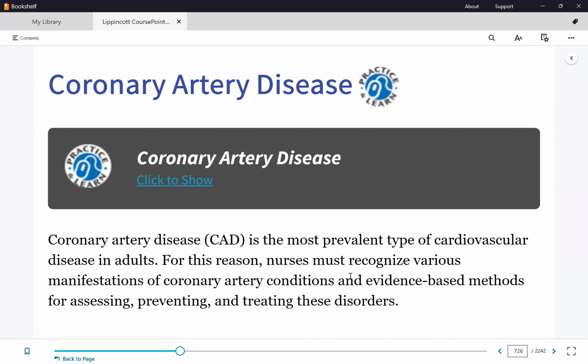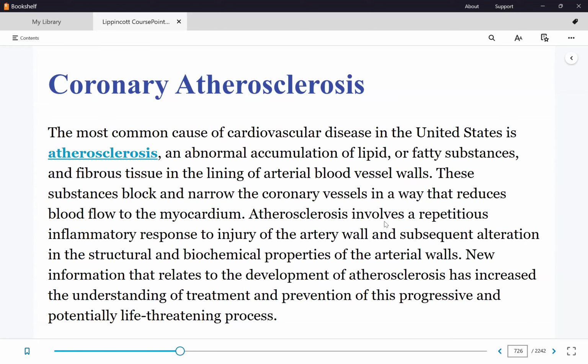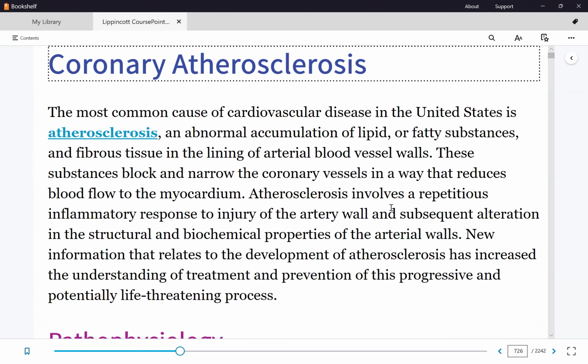So therefore, if you have coronary artery disease, what is the underlying or the predisposing risk factor? What did you have also? You have atherosclerosis, right? Okay. What did you guys say? 726. So atherosclerosis is the root cause here. And to think about it, is atherosclerosis only going to grow in the coronary arteries?